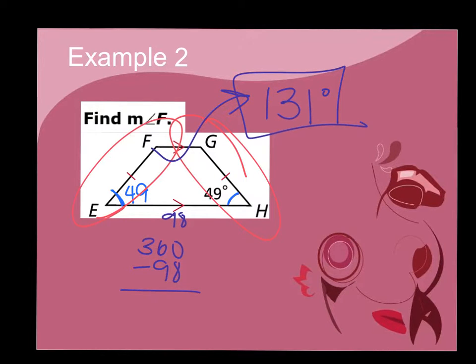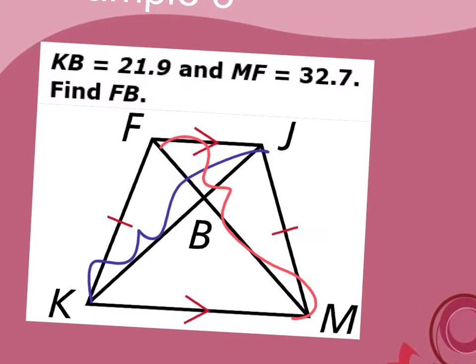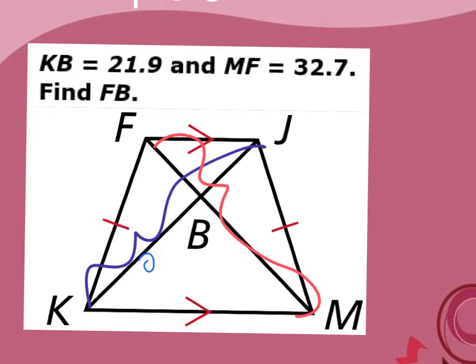All right, so now we're dealing with the length inside an isosceles trapezoid. So KB is part of the diagonal. What do I know about the diagonals in an isosceles trapezoid? They're congruent, so KJ is going to equal FM, and it gives me KB is 21.9, and MF, which is this big length here, is 32.7.